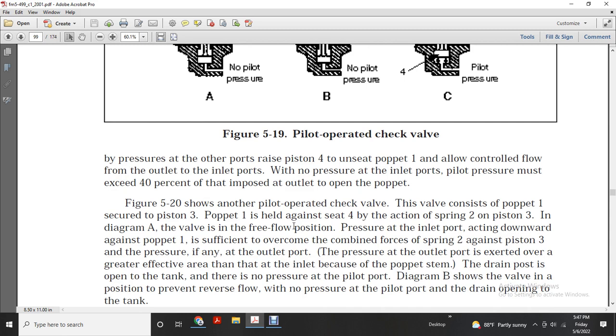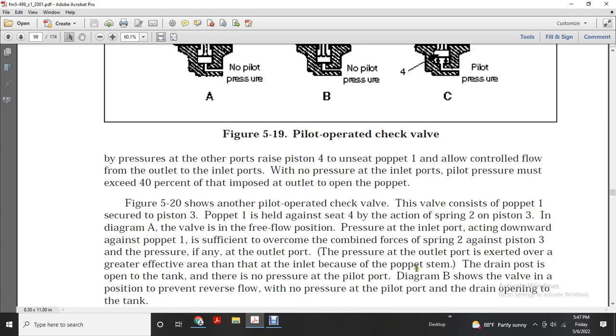Figure 520 shows another pilot operated check valve with the poppet 1, screw, and piston 3. The poppet 1 is held against the seat 4 by the reaction spring 2 and the piston 3. In the diagram of the valve with free flow, the pressure at the inlet port acts downward against the poppet 1. It is insufficient to overcome the combined force of the spring 2 and the piston 3 and the pressure at the outlet port. With the pressure at the outlet port having the greater effect, the inlet cover and the stem of the drain port open to the tank.